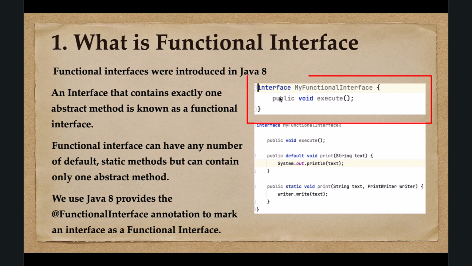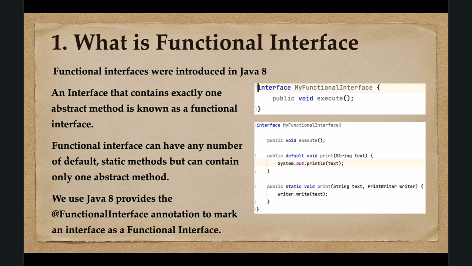Consider the code snippet here. My functional interface is an interface and it contains exactly one abstract method, that is the execute method. As we know, whenever we define a method in an interface, by default that method is abstract, right? So we don't have to mention the abstract keyword in a method. Just remember, a functional interface is an interface that contains exactly one abstract method.